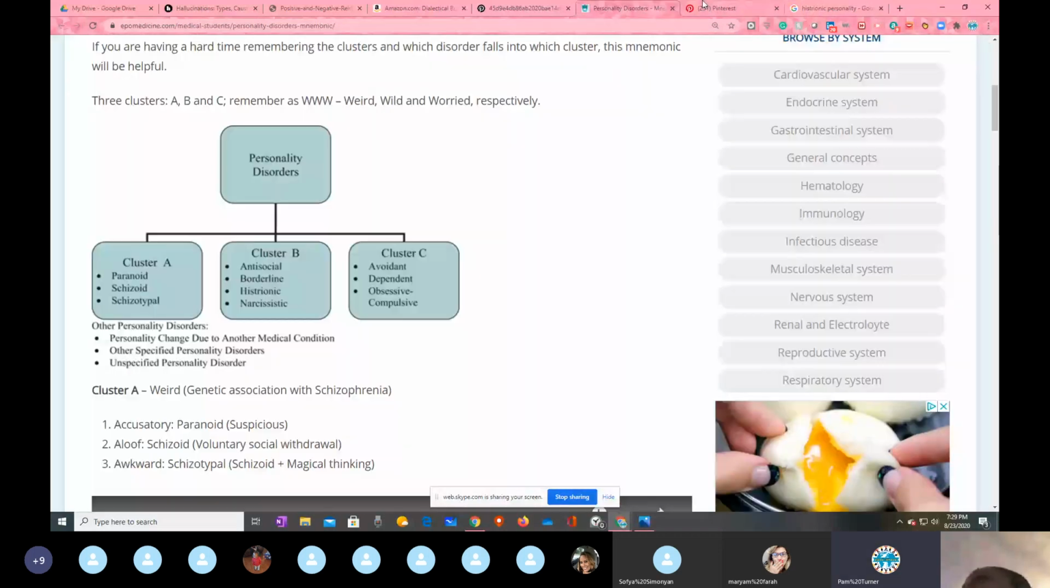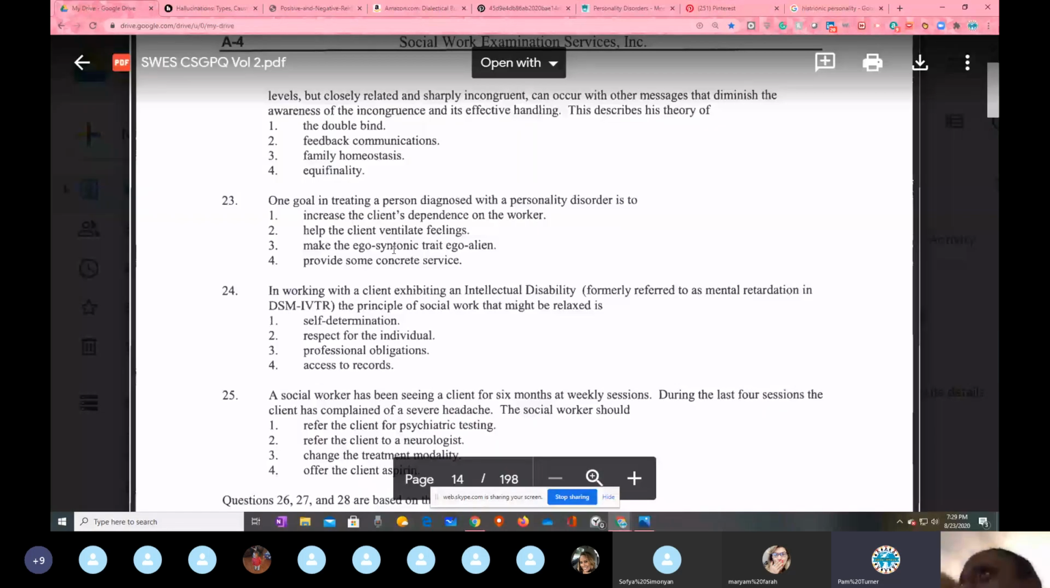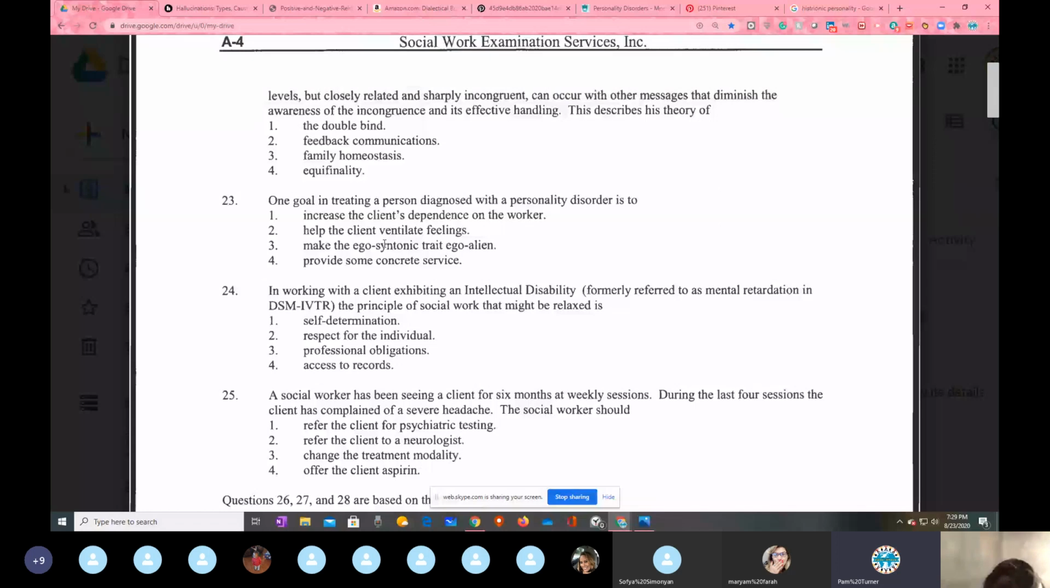So back to that question though. One goal in treating a person diagnosed with a personality disorder is, I need to make the ego syntonic trait ego alien. I need to make it uncomfortable, because right now they're very comfortable in that. When we attempt to treat my sociopaths, what we try to teach them is empathy, to understand that they hurt someone, because most often they're not even capable of that.